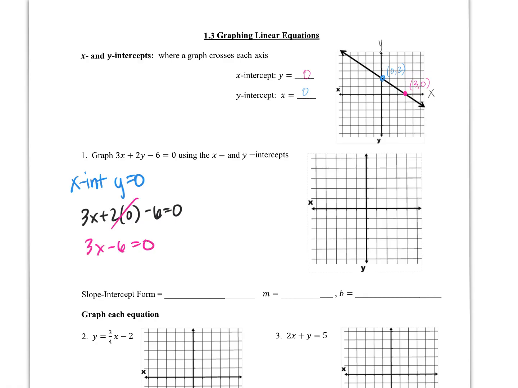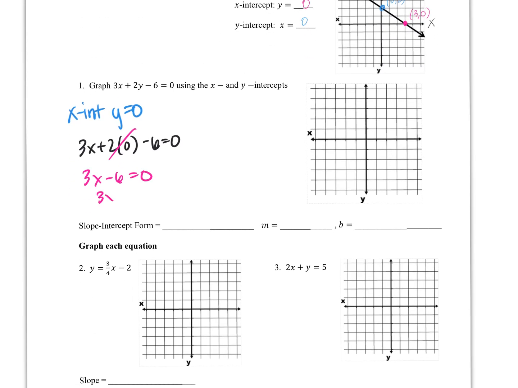3x minus 6 is 0. And then you go solve for the x. So I would add 6 to both sides, and what would we get for my x? 2. Then I'd go to my graph, and I'd go on that x-axis, and I'd go where 2 is, and I'd plot a point.